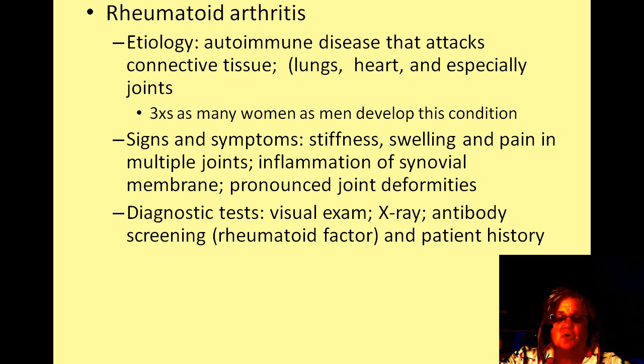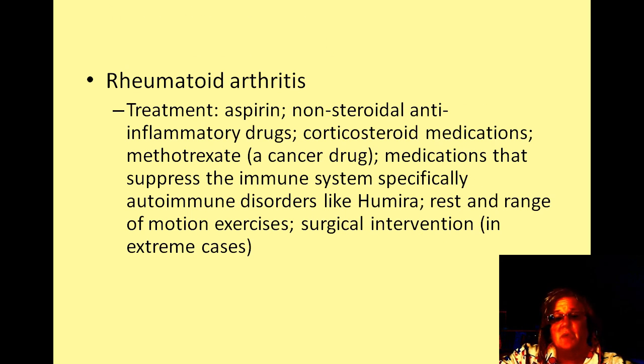So the doctor's going to do a visual examination. He's going to look at you, order some x-rays, and he's going to draw some blood, and do an antibody screening. Rheumatoid factor is what he's going to be looking at. And he's going to take a really good patient history. And then he's going to say, yeah, you do have rheumatoid arthritis. So what are we going to do? Well, we always do the least invasive, or hopefully that's how we start. And we give people aspirin and non-steroidal anti-inflammatory drugs. Corticosteroid medications like methotrexate. Hint, hint. That is a cancer drug, and that is a drug that you can use for your PowerPoint this week, along with aspirin.